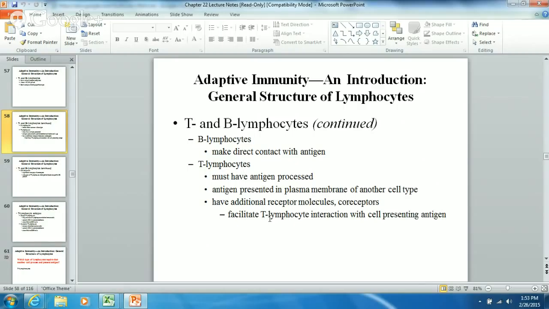T lymphocytes are different. T lymphocytes are not floating around looking for the antigen outside of the cell. They're checking cells to see if that antigen has made it inside of a cell. And so that cell then has to process that particular antigen. It has to create an MHC1 protein. It has to put that antigen inside that protein, then float that little guy to the surface of its cell membrane and display it for the world to see.